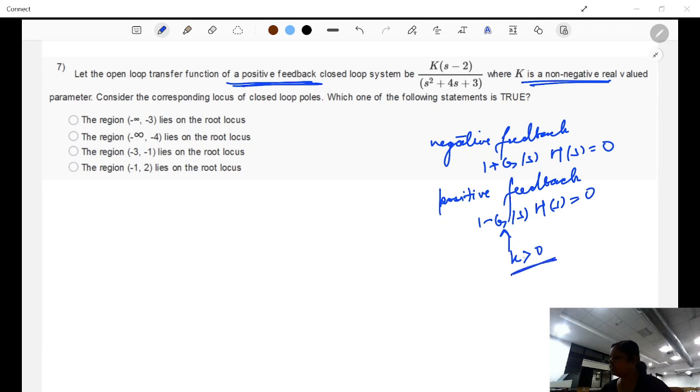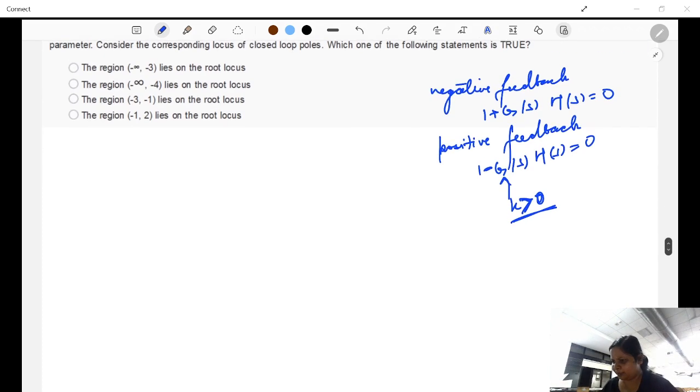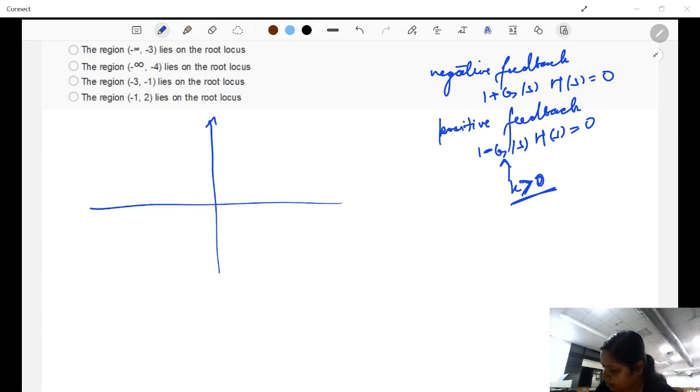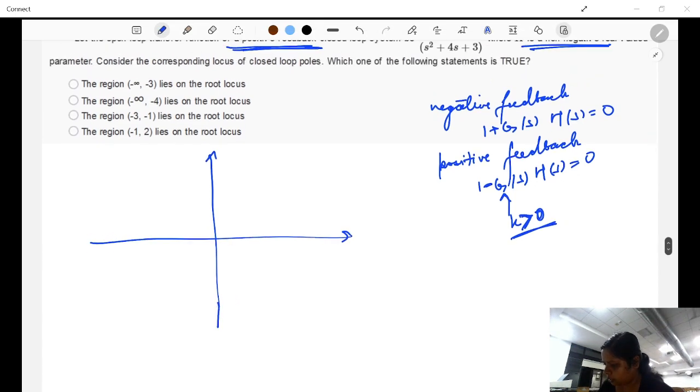If k were less than 0, we would have to absorb the sign. Here we need not, because k is already greater than 0. So in this G(s)H(s), k is greater than 0 and we have this case. So again, we are going to deal with the second case only. It is a very similar kind of question, but it would have all the steps that we need for plotting the root locus.